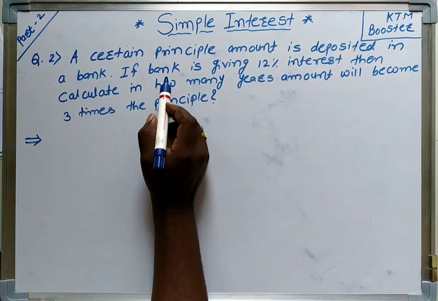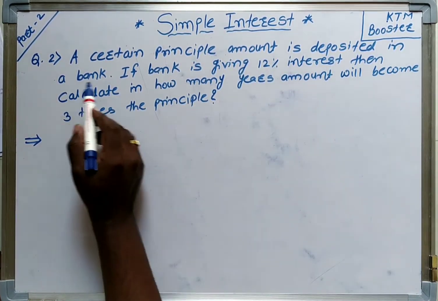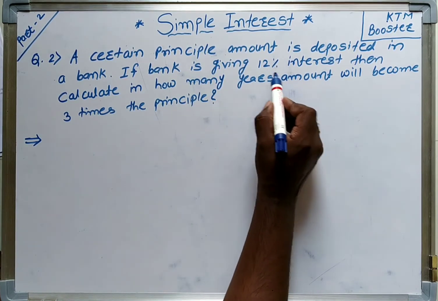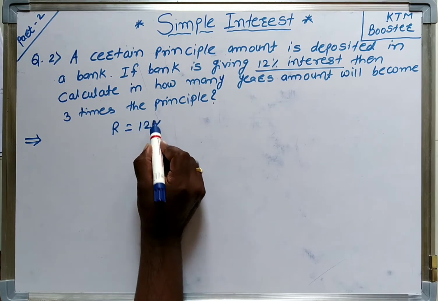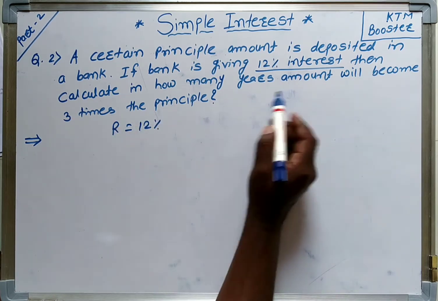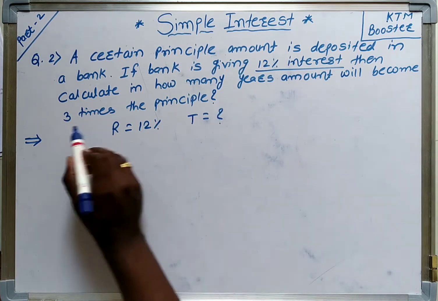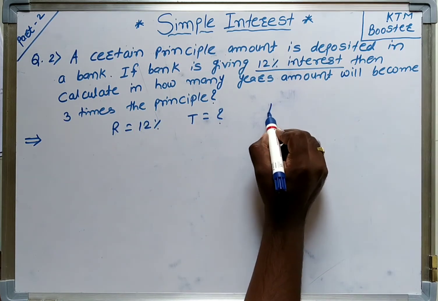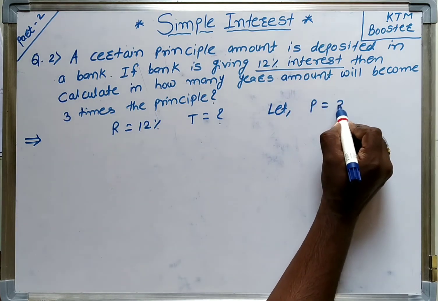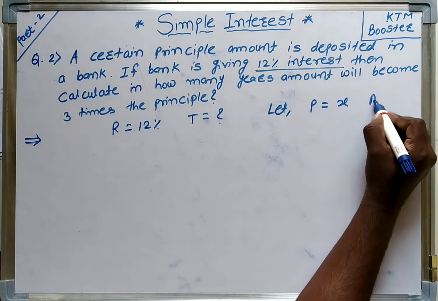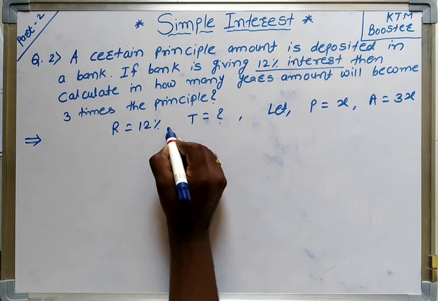Question number 2. A certain principal amount is deposited in a bank. If the bank is giving 12% interest, meaning R is equal to 12%, then calculate in how many years, T, the amount will become 3 times the principal. Let us consider we don't know the principal, so we will consider P as X, right? So the amount will become 3 times the principal, that is 3 times X, right?